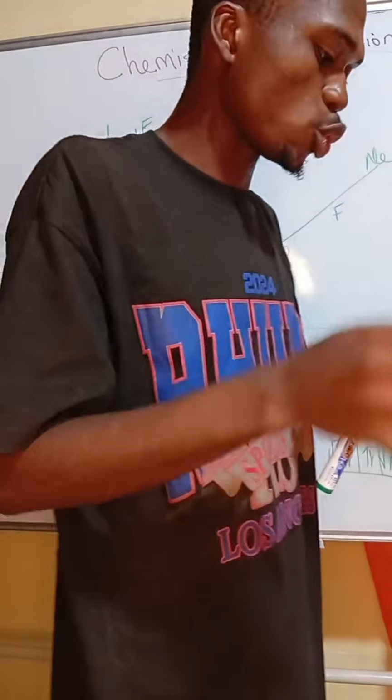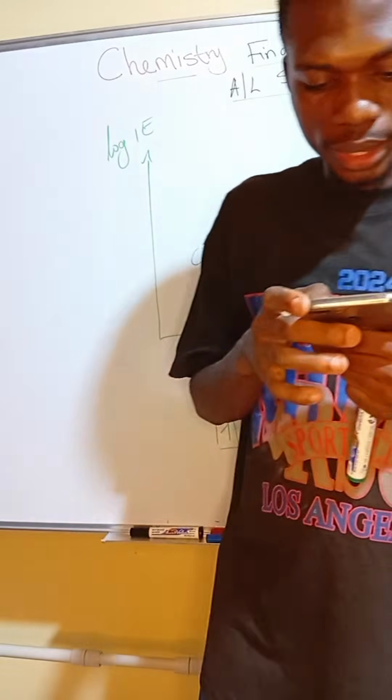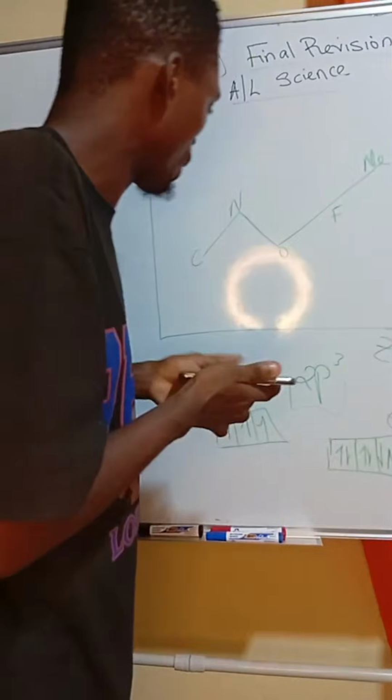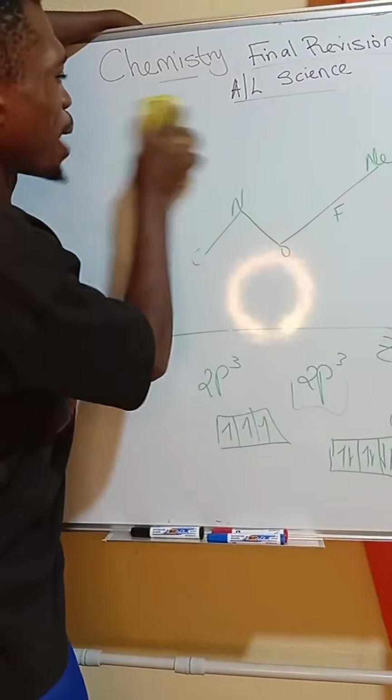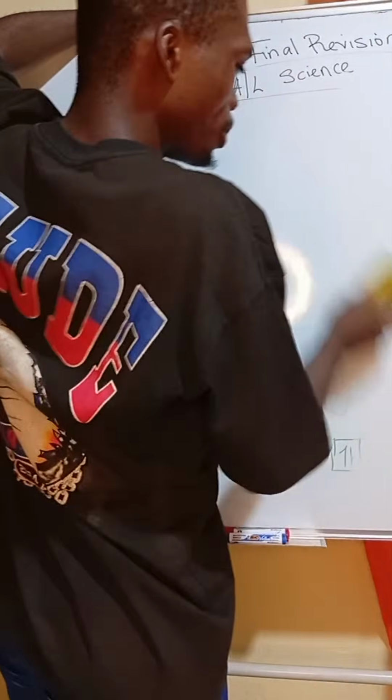We go to Roman 2. Roman 2 says: plot on the sketch the representative graph to show neon and nitrogen, the next 2 elements after neon. Okay, let me first of all wipe and answer the question the second time so that I will explain better.